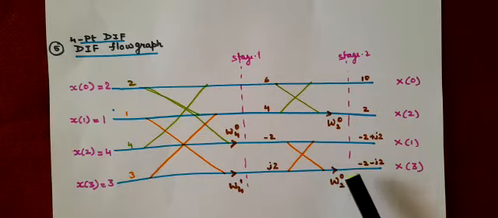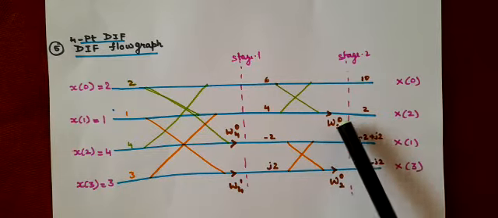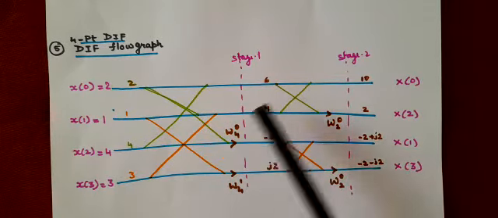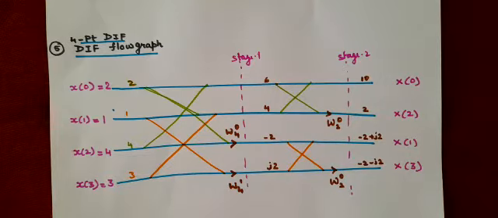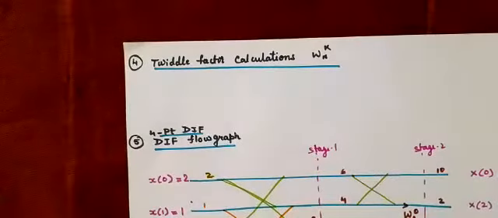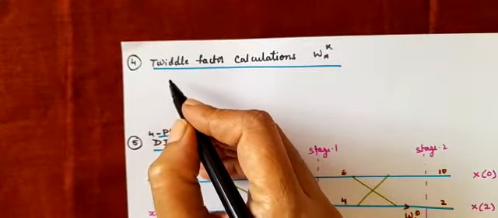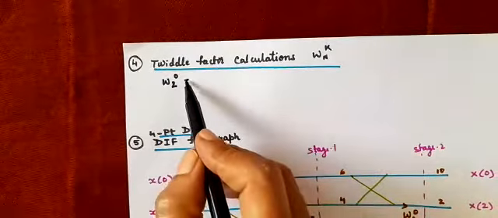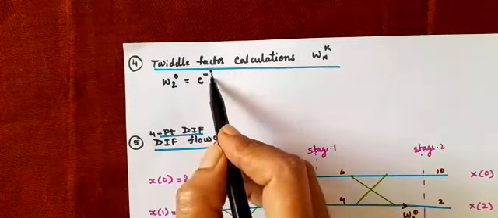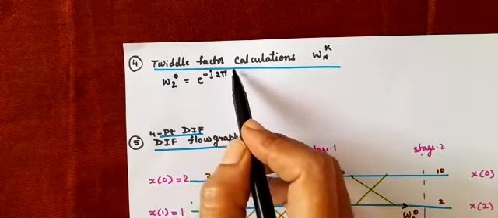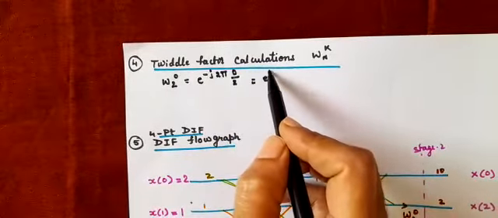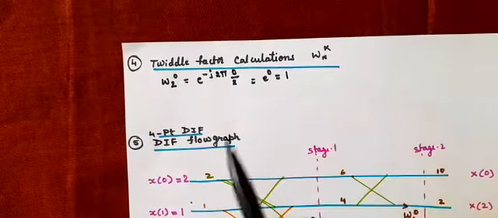So what are the twiddle factor calculations here? W2 to the power 0, W4 to the power 0 and W4 to the power 1. These three twiddle factor calculations you have to do before starting the flow graph solution. Let us see how to do that. The first twiddle factor is W2 to the power 0. What is it? e to the power of minus j 2 pi k by N, where k is 0 and N is 2. That is equal to e to the power 0, which is equal to 1.